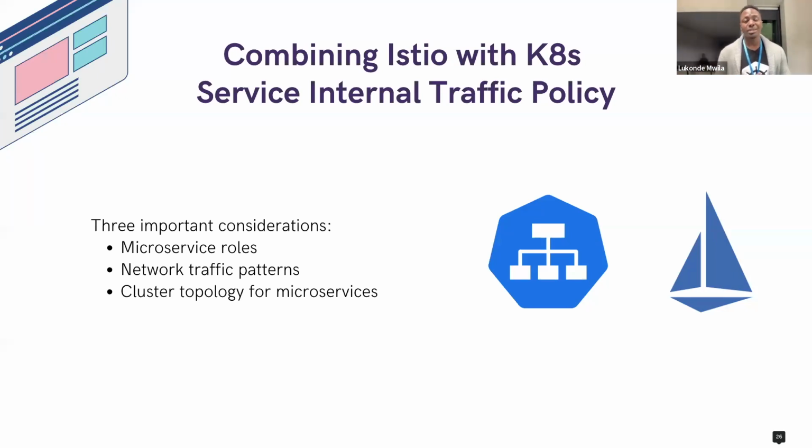And then there's understanding the network traffic patterns, understanding how traffic is actually going to flow through your system with regards to the different components or microservices running in your cluster's environment. And then third is the cluster topology for your microservices. Are all microservices supposed to be running in all AZs with multiple replicas? Are there certain ones that should be co-located together on the same node? These three factors are really important to understand before you adopt this particular pattern. And I think it'll become clearer even as I go through the demo.